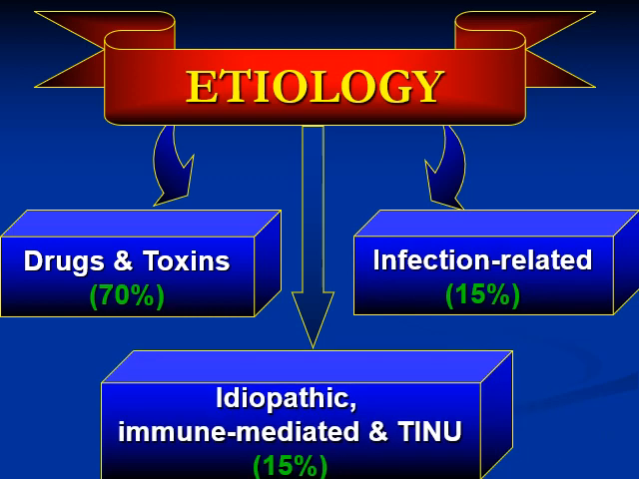Drugs and toxins are the most frequent cause for the development of an acute interstitial nephritis. They are responsible for about 70% of these cases. The second most common cause is infection related, which occurs in almost 15% of the cases. The remaining 15% of acute interstitial nephritis is idiopathic, immune-mediated, and tubulointerstitial nephritis with uveitis.